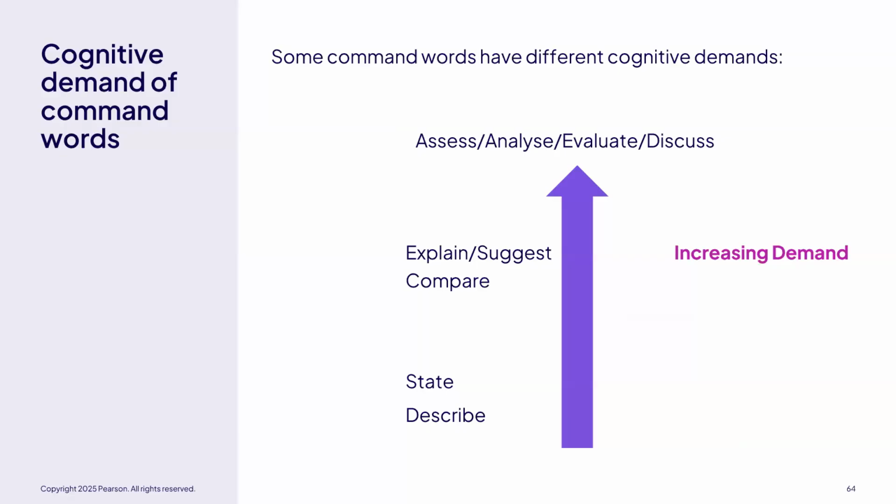There is, of course, an increase in the demand of the various command words. According to Bloom's taxonomy, for those of you that are familiar with it, state, describe, give, name, etc., all fall into the low demand section, whereas explain, suggest, compare fall into the middle of demand, and things like assess, analyze, evaluate, and discuss come into the high demand sections. So there is a cognitive demand linked to the particular command words.